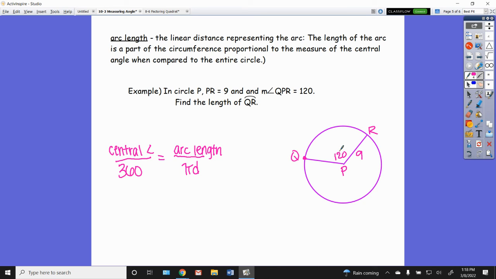That's the arc length. That's what you're looking for. Your unknown is the arc length in this problem, so you put the x there.